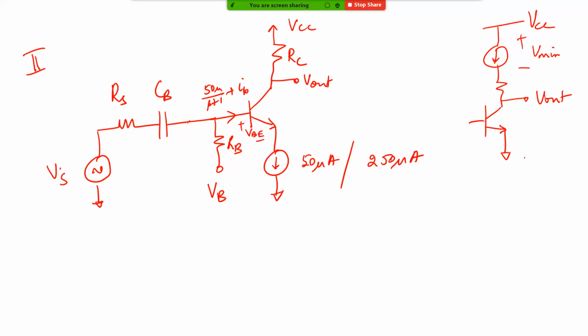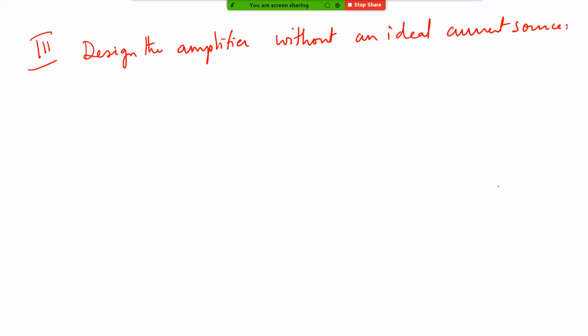That's another way of doing it. That's another solution. Now, can you design the amplifier without the ideal current source? Basically, you need an IC of 50 microamp in one case, and in another case you need 250 microamp. Can you tell me any other way? Sir, we can fix VS, the DC part of VS, such that VS minus 0.7 divided by RE should equal 50 microamperes.